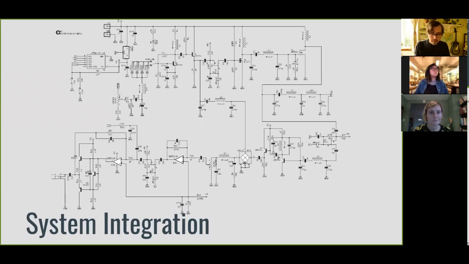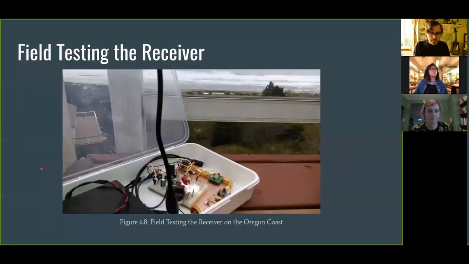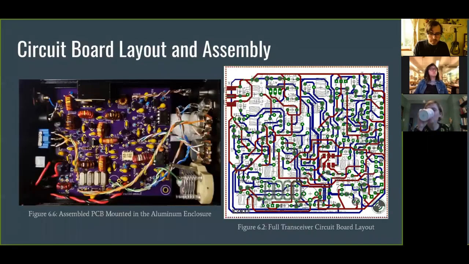So then I had to integrate all these systems now. So this is the final schematic for the last revision, where we have every part of that block diagram represented here from input to output. So the antenna jack is actually right here, and this is the audio jack. Did some field testing on the Oregon coast with the receiver there. That was pretty fun. And then did this PCB layout for the circuit board in EagleCAD.